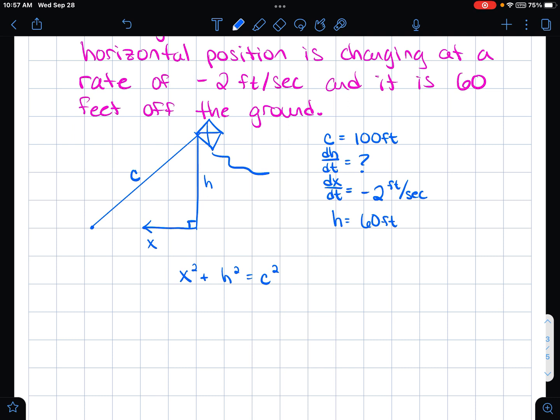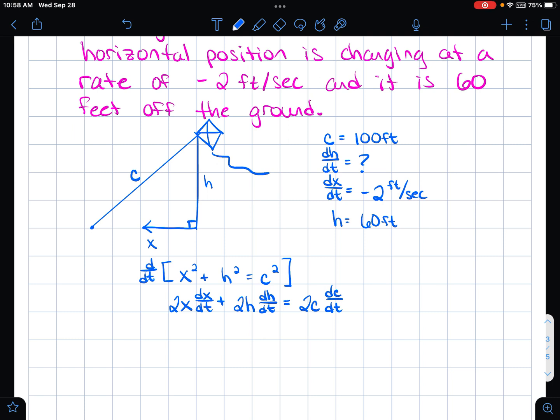Now we're going to differentiate this with respect to time. Differentiating with respect to time means we are going to use the chain rule on each of these variables. So for x squared, the outer function is the squared. So I'm going to bring the 2 out in front without changing the x. And then I'm going to multiply by the derivative of x. So that's dx dt. For the height squared, that's 2h dH dt. And finally for C, the string, that's 2C dC dt.